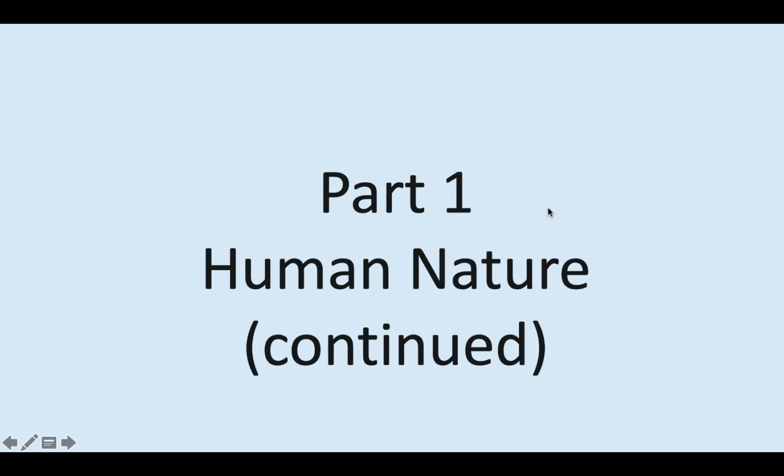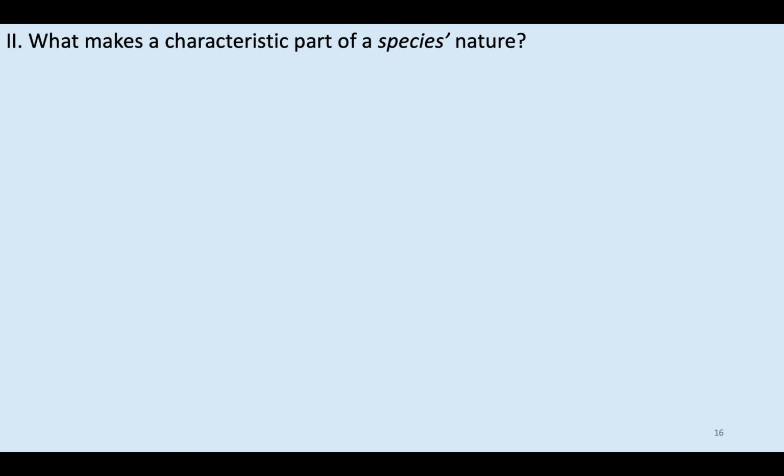So we're now continuing with part one of our section on violence in human nature. Last time we talked about what makes a characteristic part of an individual's nature. This time we'll talk about what makes a characteristic part of a species' nature, and then put those two together to talk about what makes violence part of human nature, if it is.